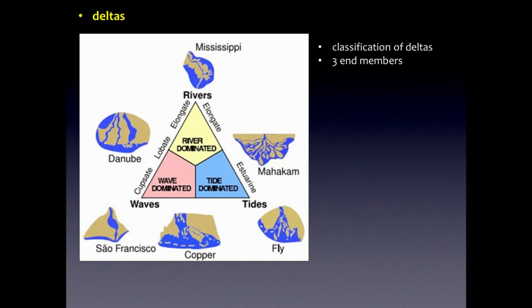Deltas come in a number of different shapes and sizes. It depends on the dominant processes. Is it a river-dominated delta? Is it dominated by the fact that the river's flowing into the ocean? Is it dominated by waves in that particular area? Is it dominated by the tidal activity in that particular area? We see that we can classify deltas based on these different types of processes, and that there are 3 end members. So we're not going to look at all different types of deltas, but we'll look at an example from one of each of these end members: a river-dominated delta, a wave-dominated delta, and a tide-dominated delta.